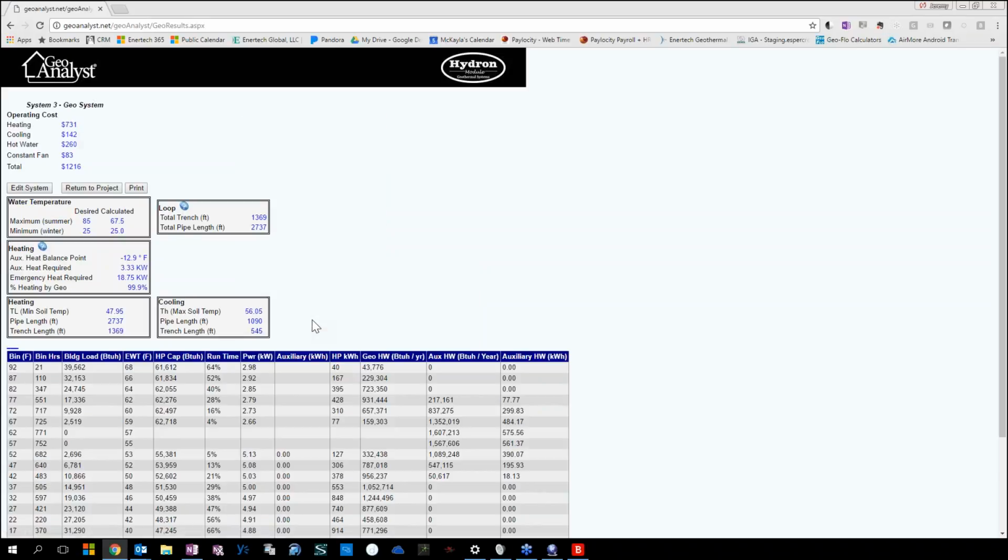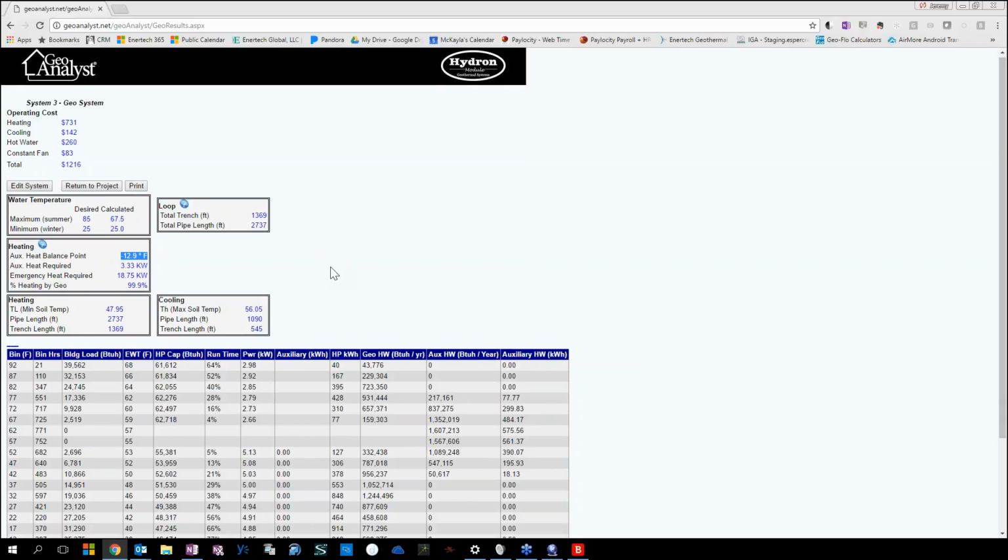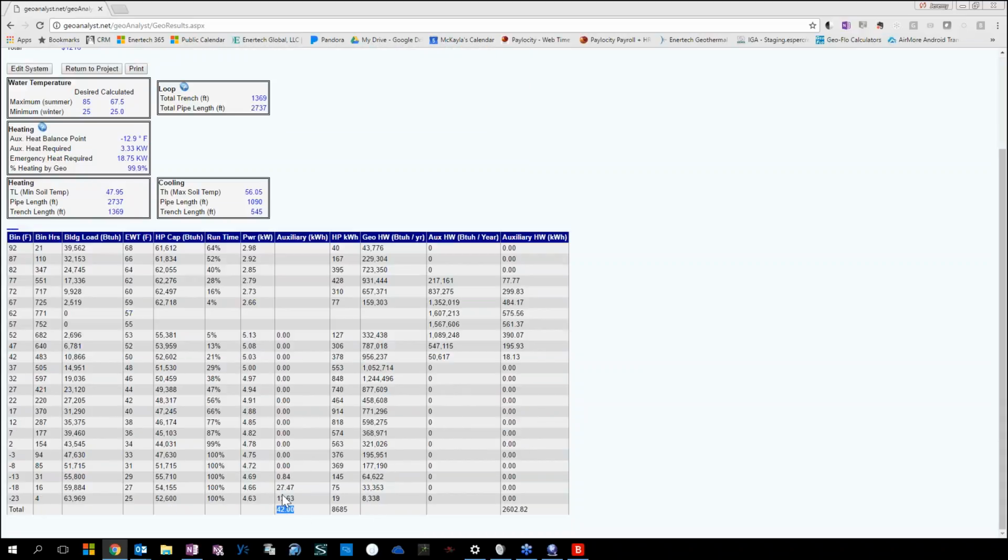Which one is the right size system? I've got op cost here at $1,216. And my balance point, notice this, I'm all the way down to negative 12.9. So I don't expect to see a lot of kilowatts here. Actually 42 is what we've got. So if anybody wants to take a guess, we've got 42 kilowatts of aux heat, so he's spending $4.20 on electric heat if he buys the 6-ton system.